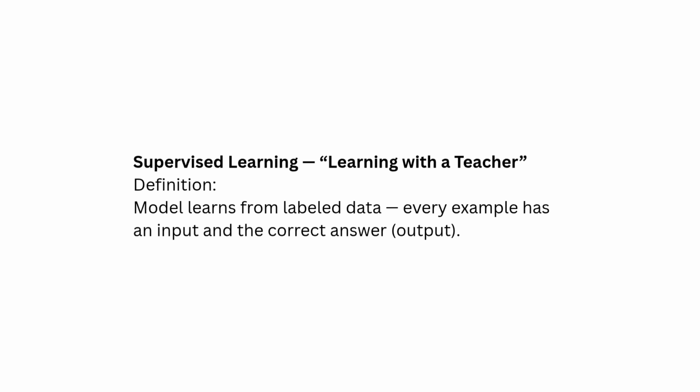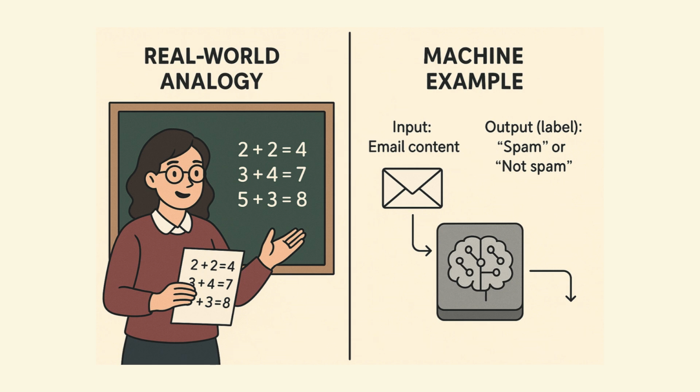Supervised learning, learning with a teacher. Definition: model learns from labeled data. Every example has an input and the correct answer, output. This is the first way, learning with a teacher. In supervised learning, the model learns from labeled data. Every example comes with both an input and the correct answer, the output. It's just like a student learning from examples that already have answers.